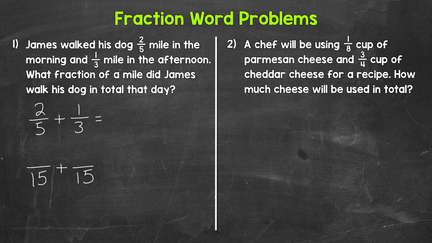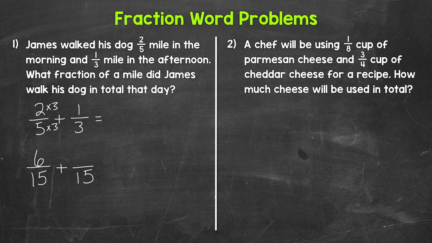And remember, these are going to be equivalent fractions once we rename, so we're not changing the value of our original fractions. Let's start by renaming 2/5. We know that 5 times 3 gives us that denominator of 15. So whatever we do to the denominator, we must do to the numerator in order to keep this equivalent. So we need to do 2 times 3. 2 times 3 gives us 6. That's our numerator. 6/15 is our renamed fraction with the denominator of 15.